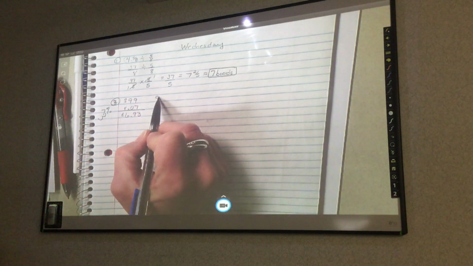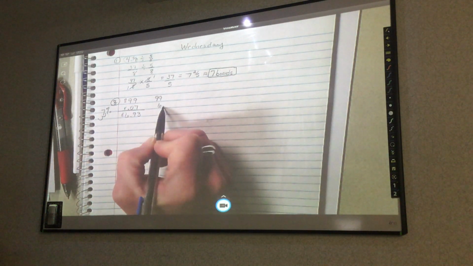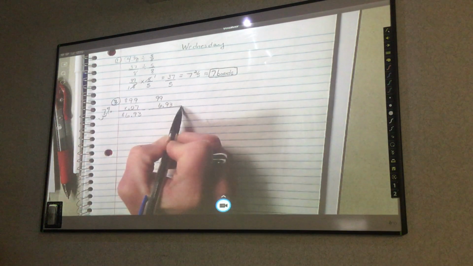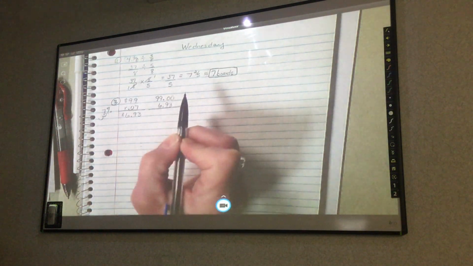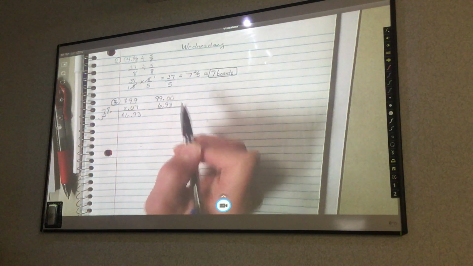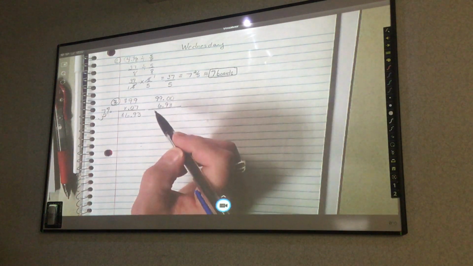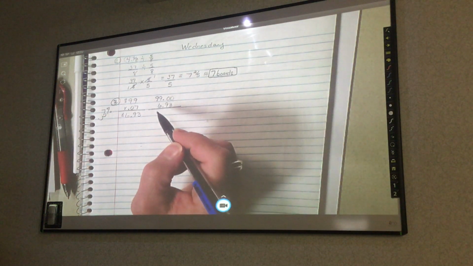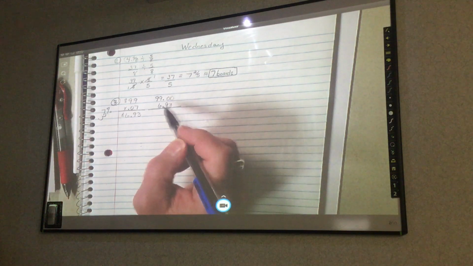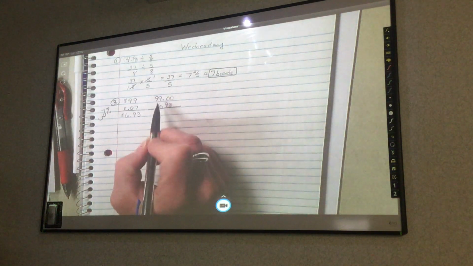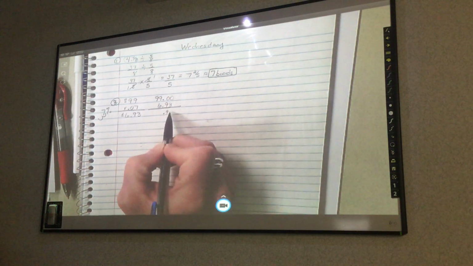So I go back to my $99, and I add $6.93. Make sure you're lining up your decimals. On the NWEA and the iLearn, you might not get a calculator for a problem like this. So make sure you're able to do it without a calculator. So then my total is 93.